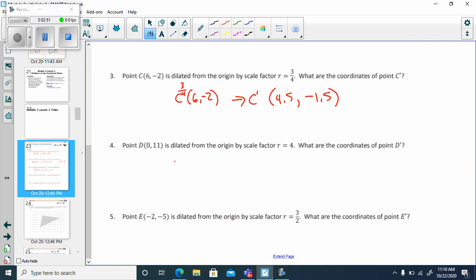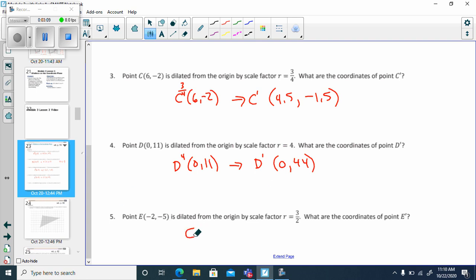If I have point D, which is at (0, 11), and I dilate it by a scale factor of 4, that means I'm multiplying everything by 4. Okay, D prime there would be 4 times 0, which is 0, 4 times 11, which is 44. Your point is at D prime.